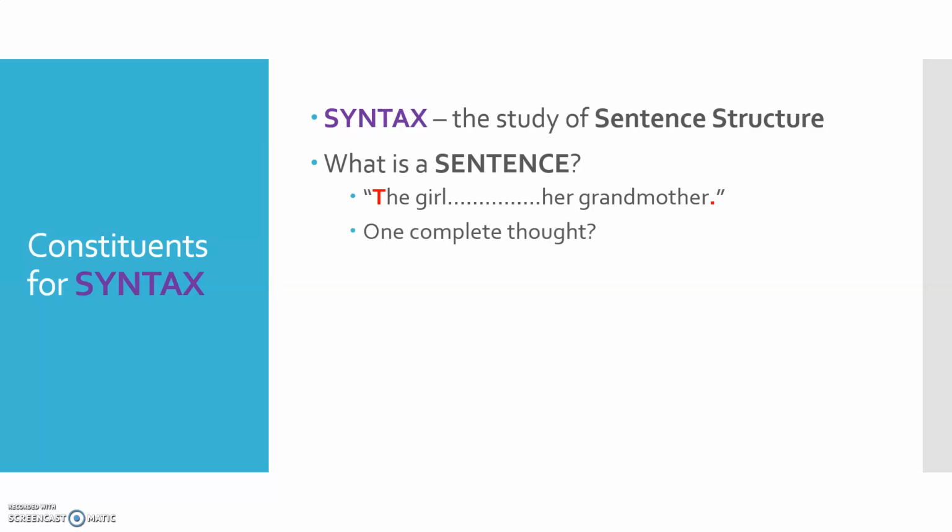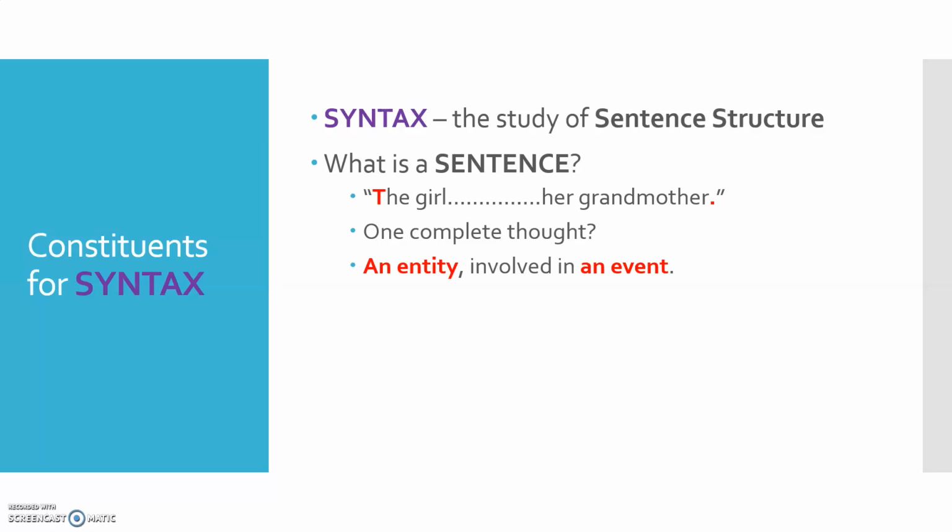Sometimes students will say it's one complete thought, which I think is a good starting point, but maybe not the best definition because you could argue lots of things are one complete thought. You could say this haiku is my one complete thought on this topic, or this paragraph is my one complete thought, or even this essay is. So what we need is more of a linguistic kind of definition or analysis.